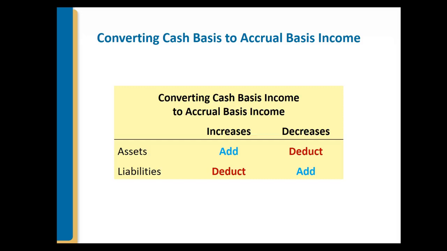This slide summarizes the adjustments required while converting from cash basis net income to an accrual basis net income. We add increases and deduct decreases in assets. Then we add decreases and deduct increases in our accrued liabilities.